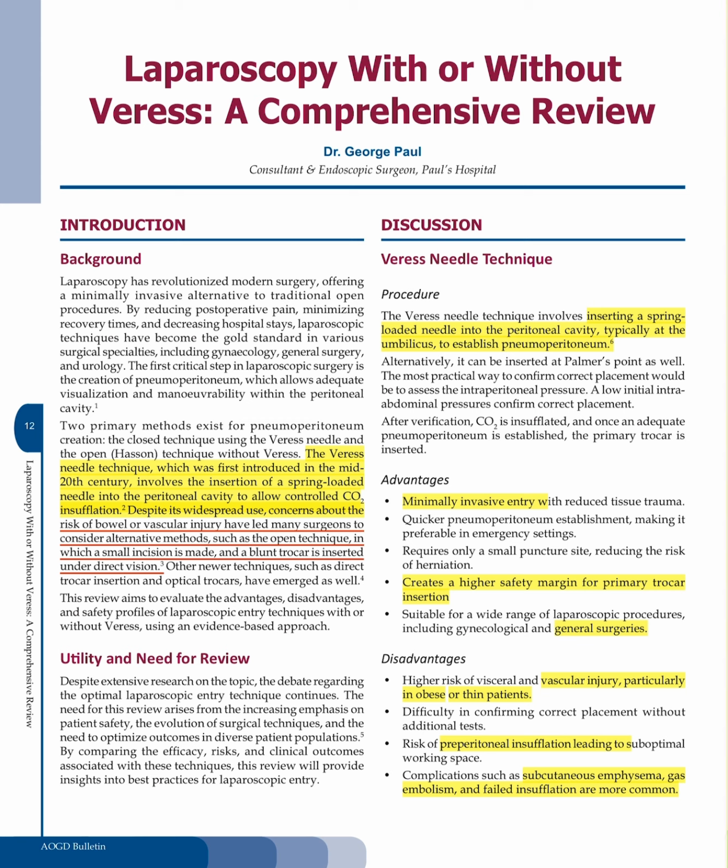Today, my topic of discussion is AOGD April edition topics. First I'll tell about laparoscopy with and without Veress. So, the Veress needle is used to create the pneumoperitoneum. We all know that. We can use the Veress needle or we can use the open technique as well. So, there are two methods, followed by a third method as well.